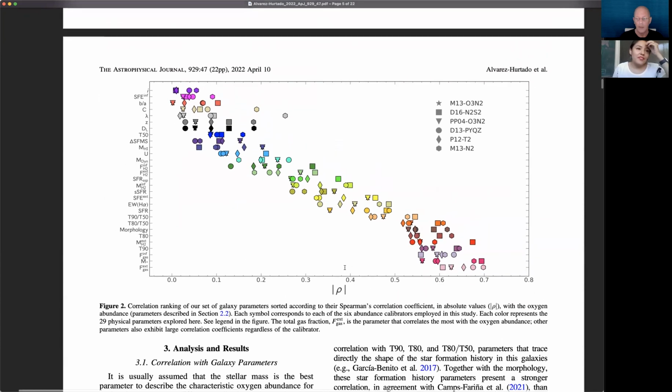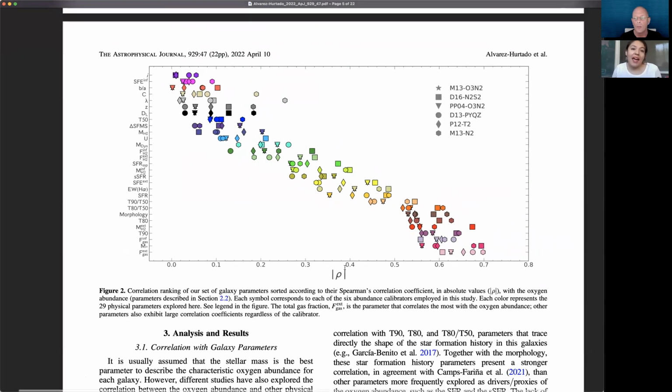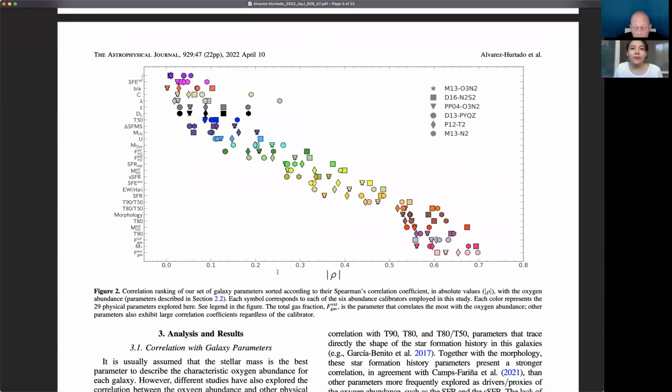In this figure, we show the ranking order according to the correlation coefficients. As you see, the x-axis corresponds to the Spearman correlation coefficient, and on the y-axis are listed all parameters that we use. As we can see, there is some degree of fluctuation in the ranking order. Each symbol represents a value according to one calibrator. In particular, we see that this fluctuation mostly appears for parameters with low values of Spearman coefficient.